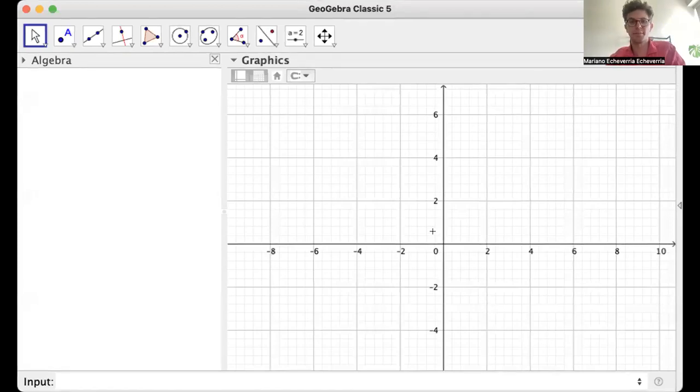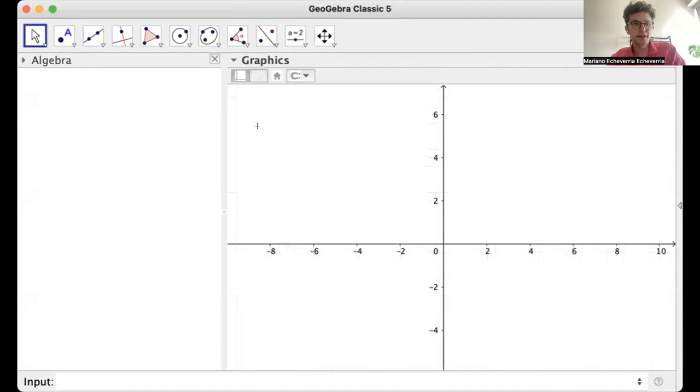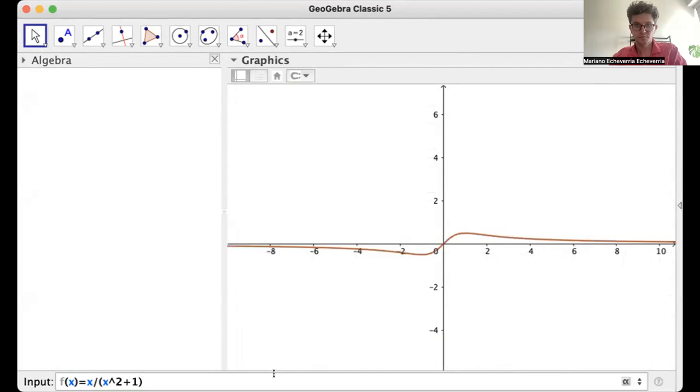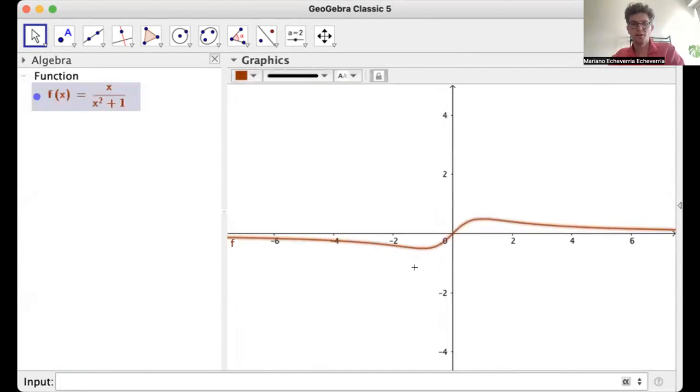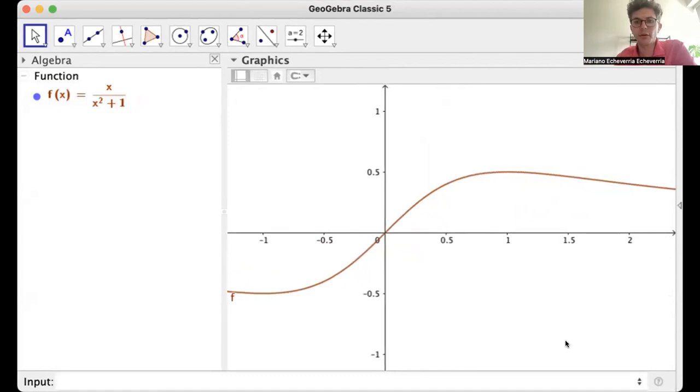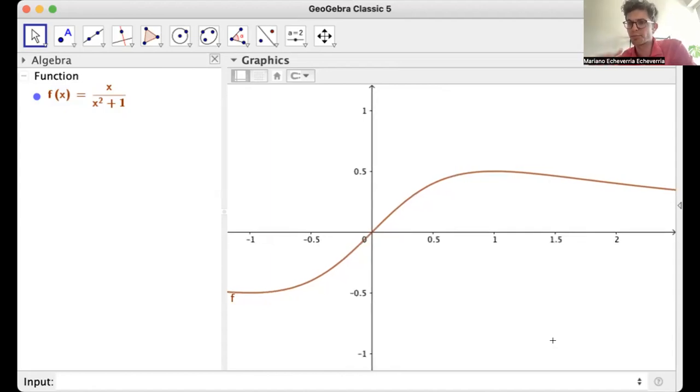Before going to the iPad. So for example, let's say I give you a function like f of x equals x over x squared plus 1. This is how the graph looks, right? And the sort of limit that we're about to study is not one where you're looking at a fixed number like x approaches 1 or 2 or minus 1 or minus 2. It's rather where you would say x approaches plus infinity.